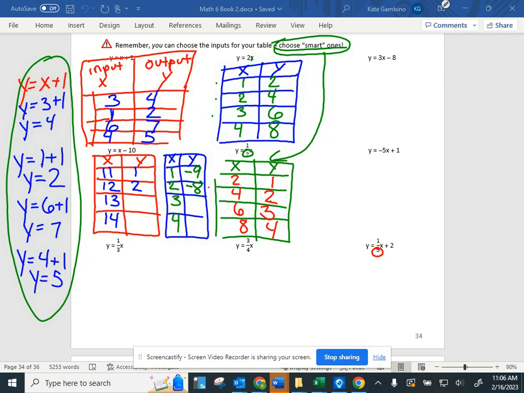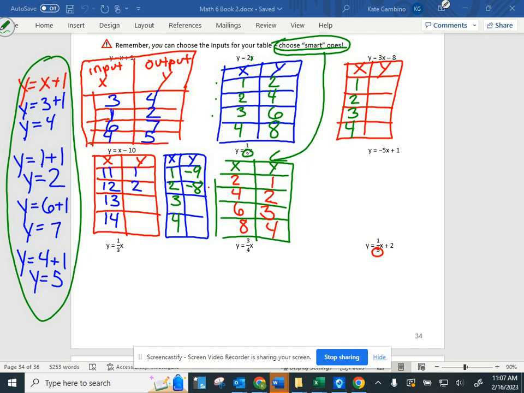Riziki. 3x minus 8. So first step, make your function table. X and y. You need 4 columns. So we need to plug a number in for x. For this one, I'm going to use my 1, 2, 3, 4. That's kind of my standard go-to.